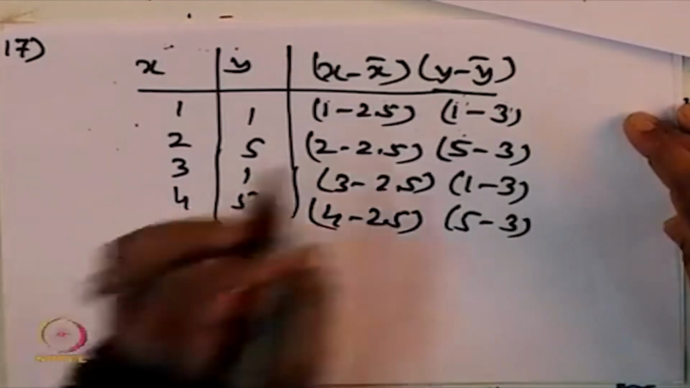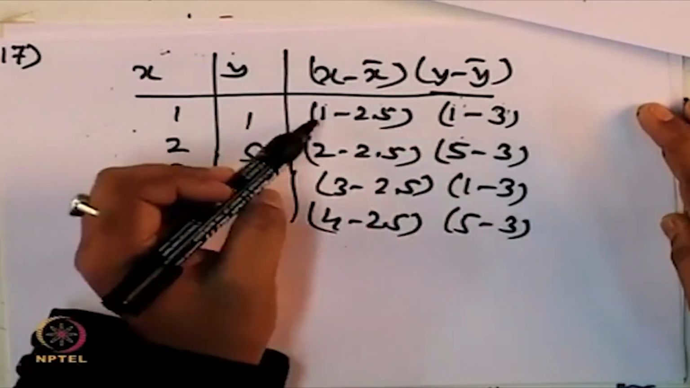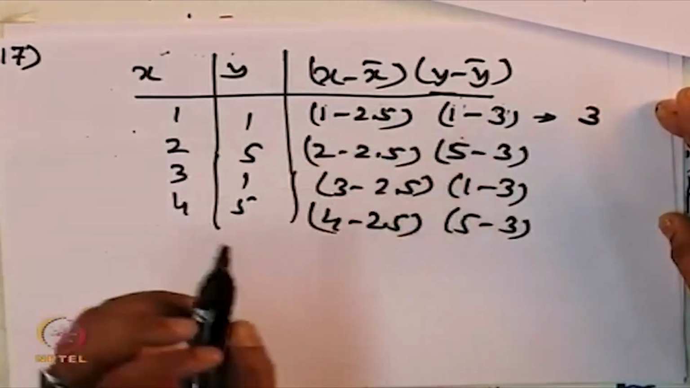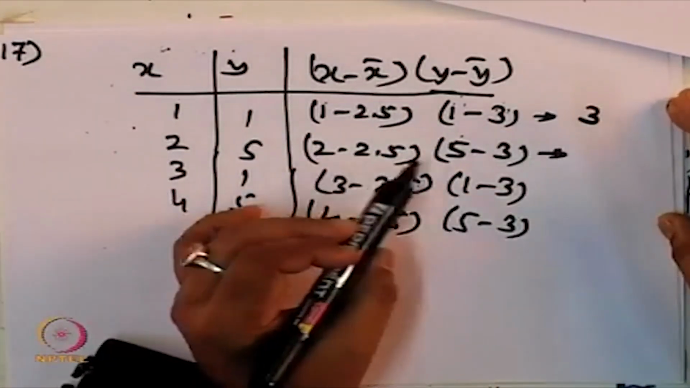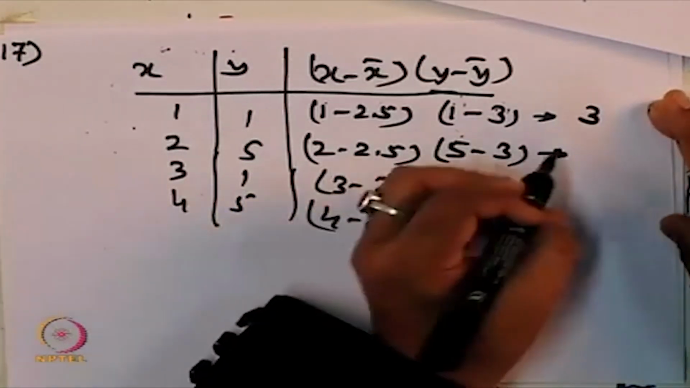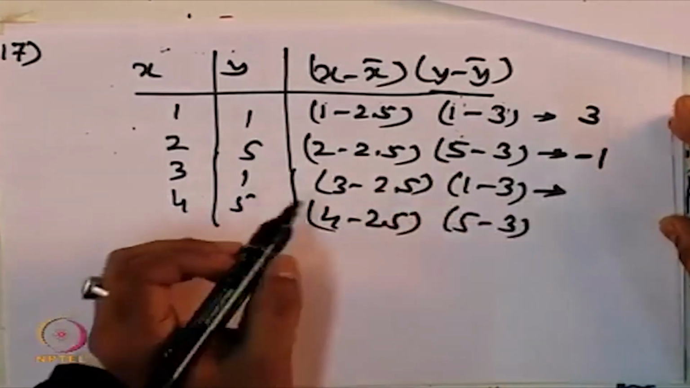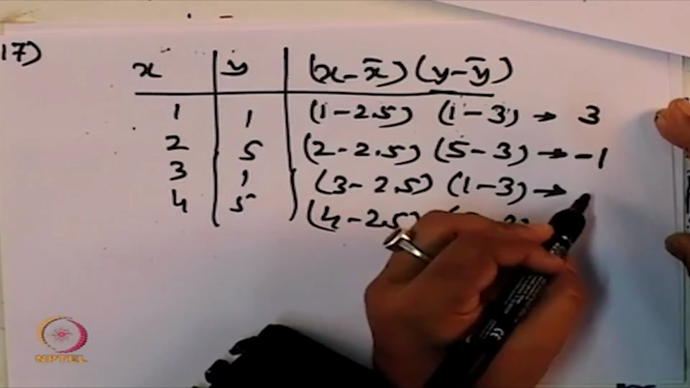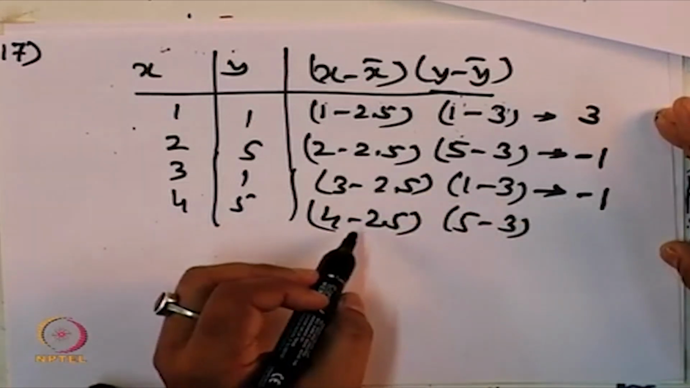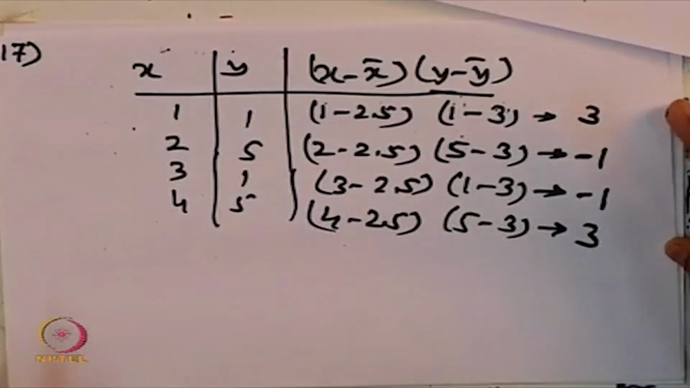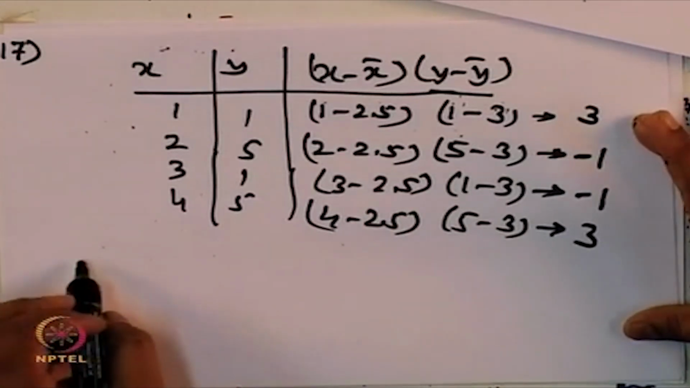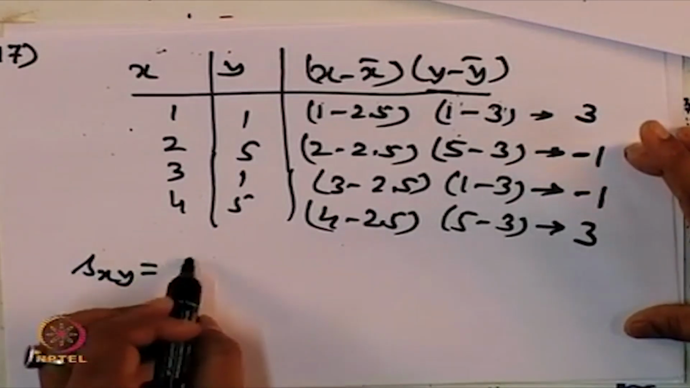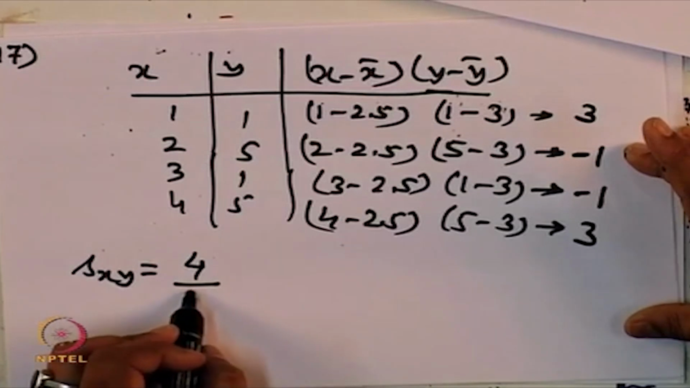You can find out this value. So this is 2, all of them are 2, minus 1.5, this is 1.5 into 2, and minus into minus is plus, this value is minus 1, this value is 0.5, 1.5 into 2, 3. Okay. So I can calculate the summation. So Sxy will be the summation of this, which is 6 minus 2, is 4, by 3.